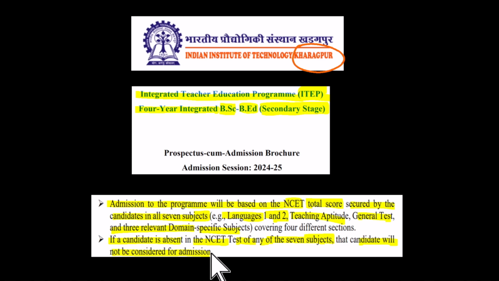भाई आपके पास section 1, 2, 3, 4 है. You have to attempt all the sections. If you don't know, don't keep that section blank. At least attempt 1 or 2 questions, because it says if a candidate is absent for the test of any of the 7 subjects, or if you have not appeared for any of the subjects, you will not be given admission. So is this point clear? Let us proceed further.